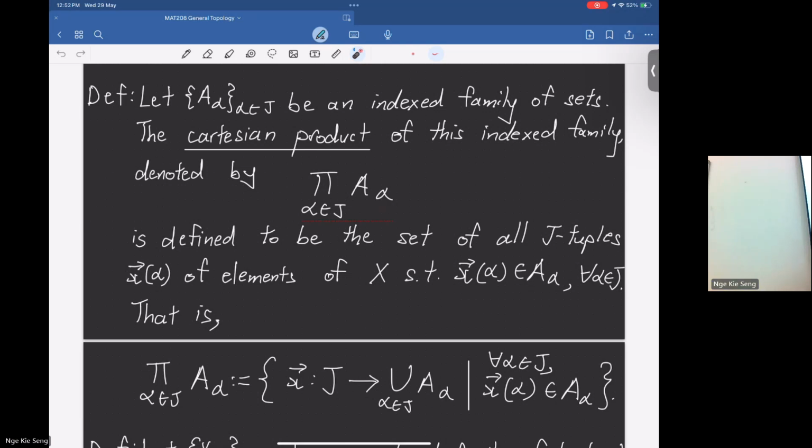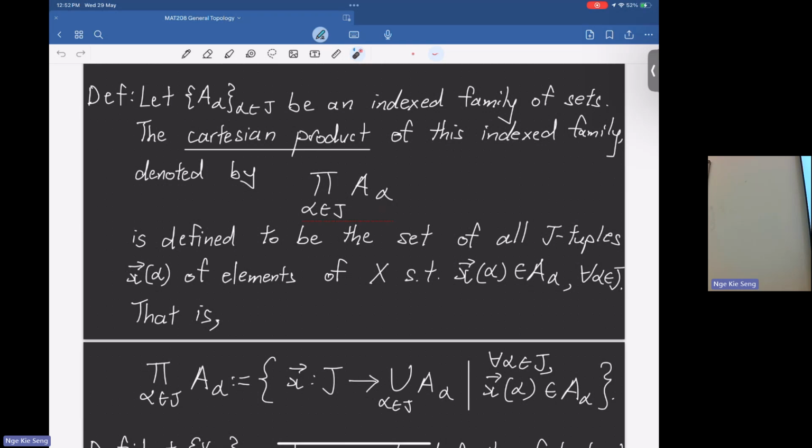If your J has finitely many objects, your Cartesian product is just the product of finite sets. But if it is infinite, then there are infinitely many things there. I give you a number in J, and then you need to give me an element inside this A alpha. On one index, give me one element. Correct or not? Is this what the Cartesian product does for you?